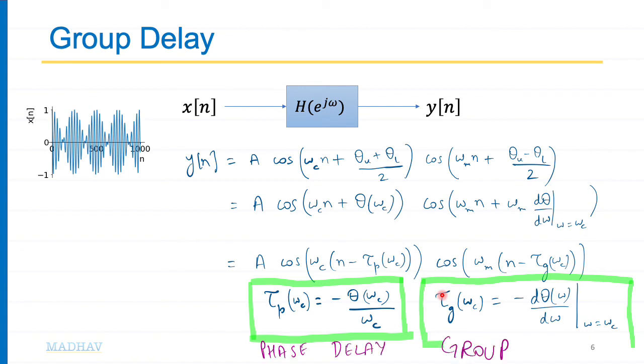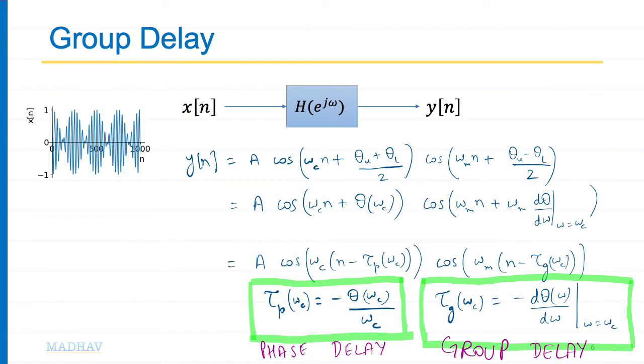And notice one thing here, that even for the group delay, you don't calculate the derivative at omega m, but you calculate the derivative at omega c only, because omega m is very small, and we just assume that it's a linear approximation, right? But I have to calculate both these things at the right place.